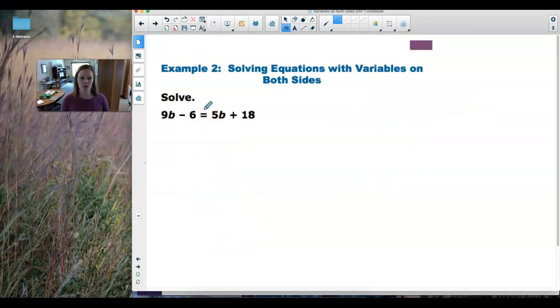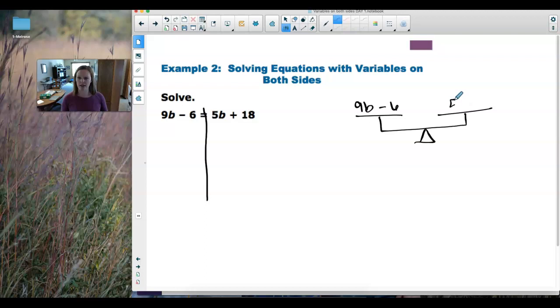Okay, so let's look at the next one. I'm going to draw a line by the equal sign again. I am going to draw a little picture over here because I do think that might help some of you visualize this all. There's my balance scale, and I have 9b minus 6 on one side and 5b plus 18 on the other. And right now, it's nice and even. It's balanced. We need to decide which side you are going to keep the variables on. I tend to just put the variables on the left and the constants on the right.